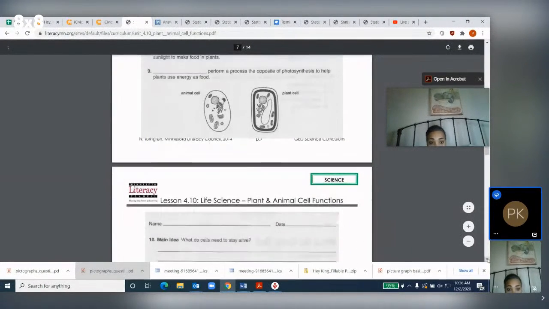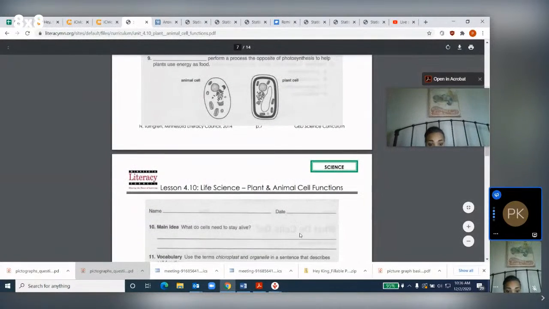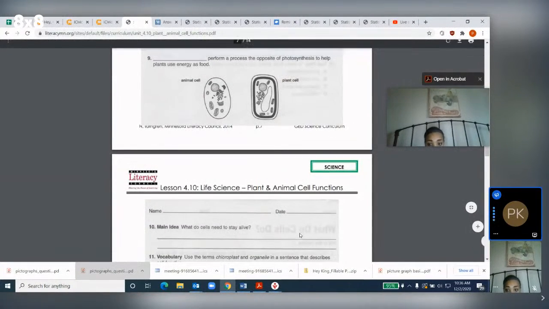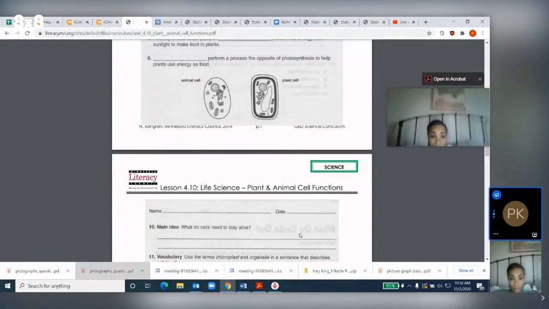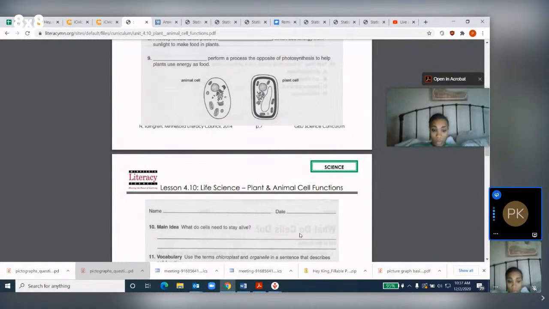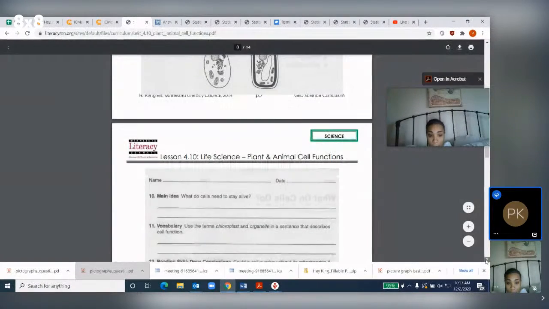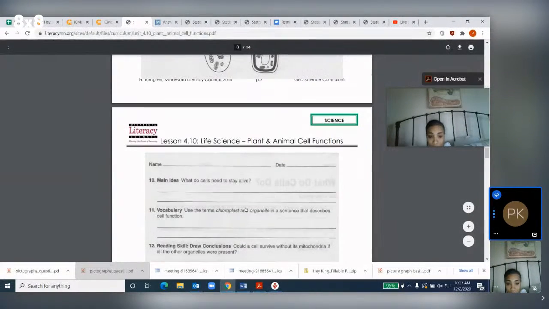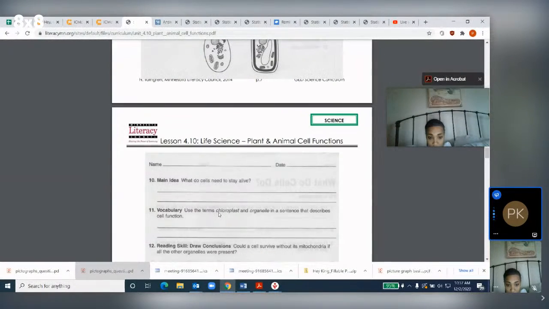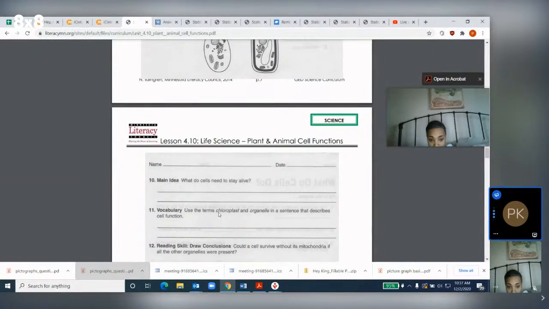10, what do cells need to stay alive? That's the first thing we talked about. That would be food, water, and a way to eliminate waste. And that's in both plant and animals. Okay, so this one, use the terms chloroplasts and organelles that describe cell function. You could say a chloroplast is an organelle in plant cells that makes food for plants. And that's covering both of them.